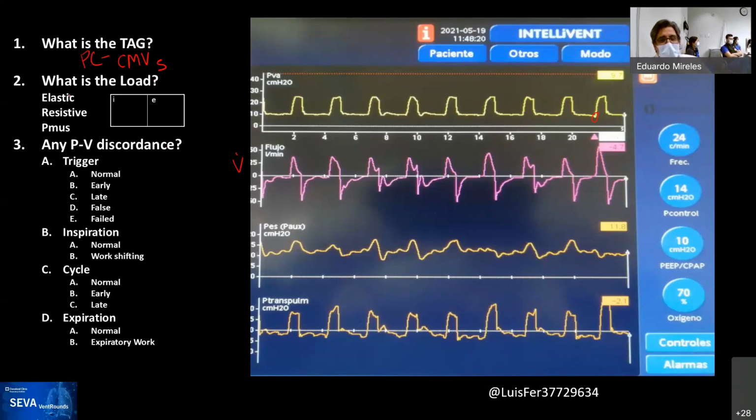All right. So what is the load? Is it elastic, resistive, or PMUS during inspiration? So I hear a PMUS in the corner. Do you agree? All right. What about the exhalation? Some elastic. All righty. Is there one of these breaths that tells you that this is more elastic?